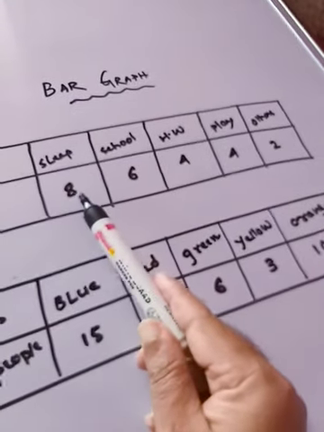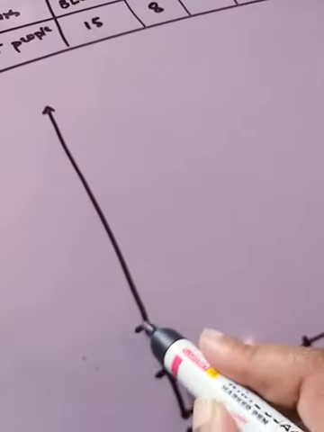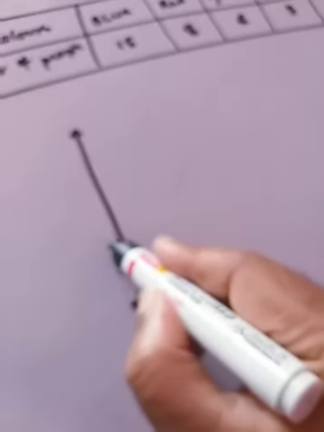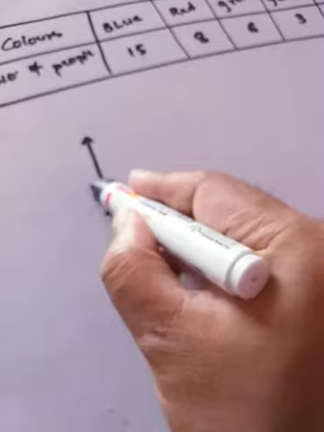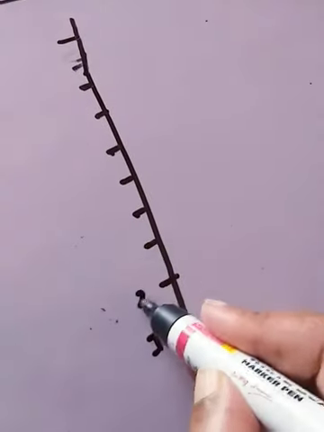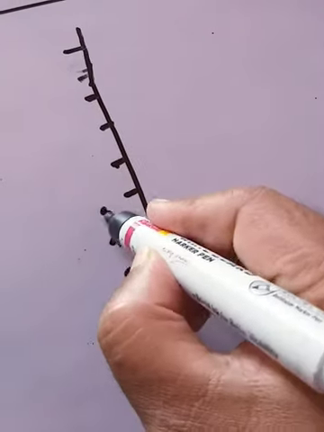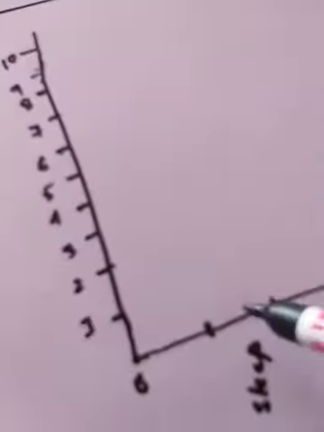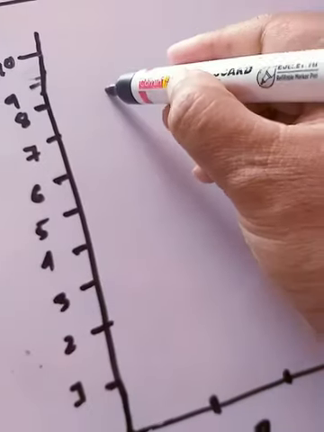Okay. Now, see the marking. What is the maximum number given? 8. So we can do one thing: 1, 2, 3, 4, 5, 6, 7, 8, 9, and 10. So this is 1, 2, 3, 4, 5, 6, 7, 8, 9, and 10. Okay, so what is the first one? Sleeping is 8 hours. This is 8 hours.